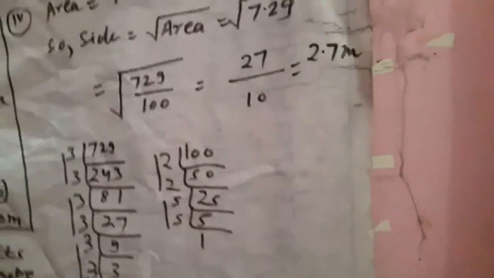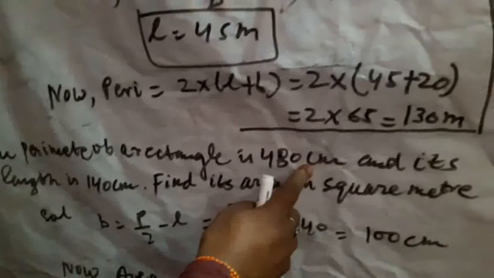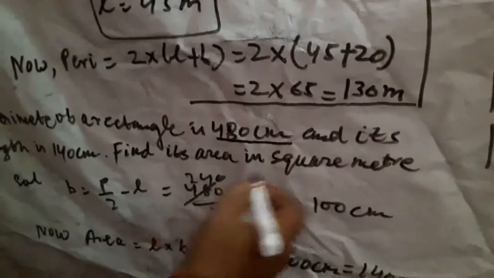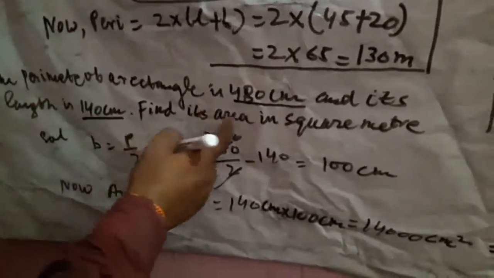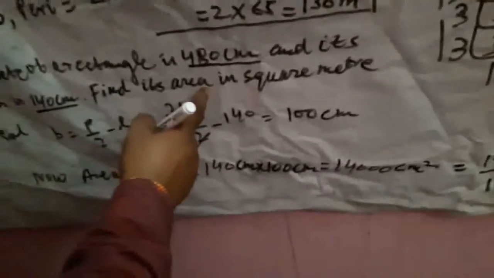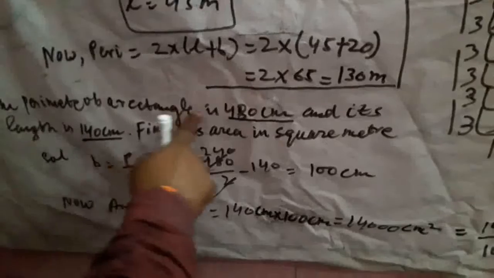Now come to question number 6. The perimeter of a rectangle is 480 centimeter. This is the perimeter and its length is 140 centimeter. Find its area in square meter. You have to find the area in square meter, and what you know is the perimeter of the rectangle and its length.